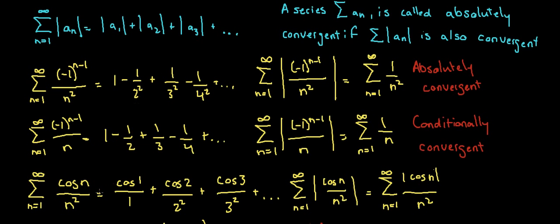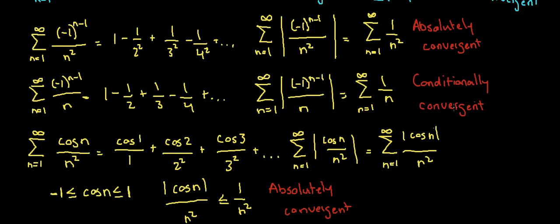So the idea is, okay, we've got cosine 1 over 1 plus cosine 2 over 2 squared plus cosine 3 over 3 squared. Take the absolute value of this. This is the absolute value of cosine n over n squared. The bottom part's easy enough. Now the absolute value of cosine n: I know the values of cosine n to be between minus 1 and 1. So taking the absolute value of cosine n, I can say that it is less than or equal to 1 over n squared. The cosine n can be any number between minus 1 and 1.